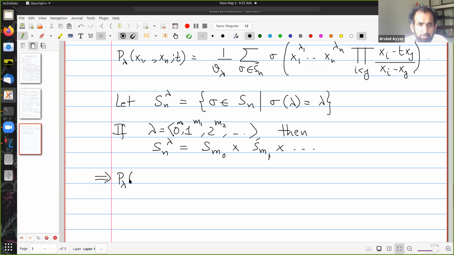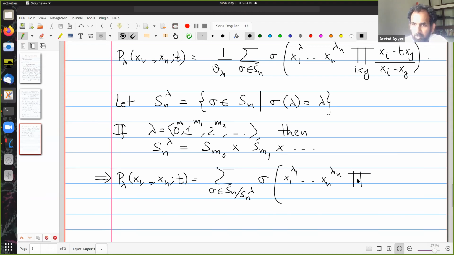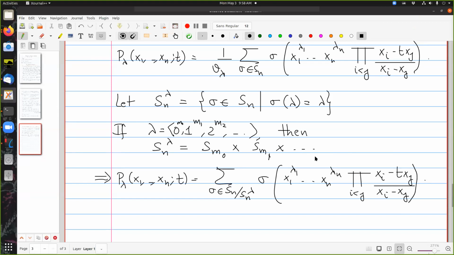So P lambda can alternately be defined, if you are so inclined, as the sum, instead of summing over all sigma in Sn, over the Young subgroup Sn mod Sn lambda with the same action: x1 to the lambda 1 up to xn, times the product over i less than j of (xi minus t xj), sorry, that's a minus, divided by (xi minus xj). And P lambda is just R lambda divided by V lambda, right? Exactly. That's one way to see it, and the other way is to see it as the sum.